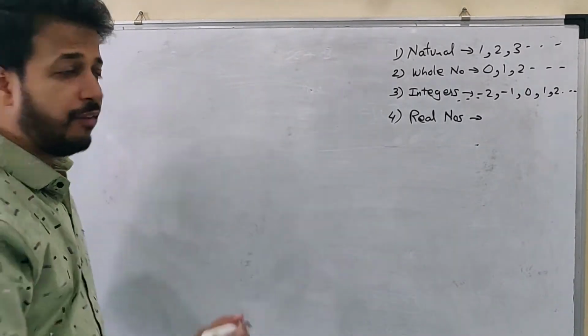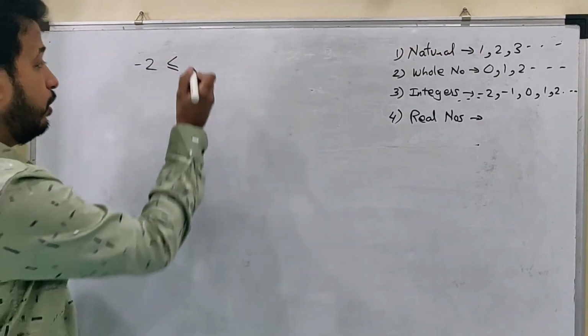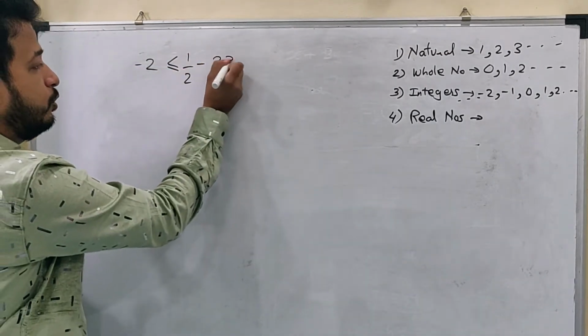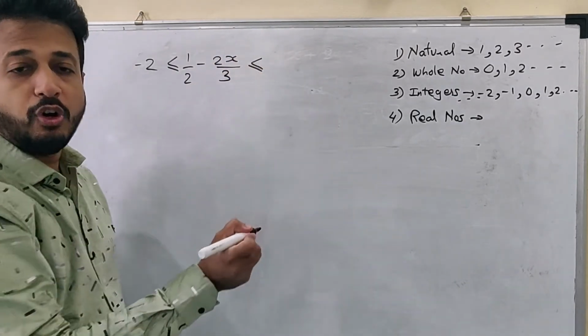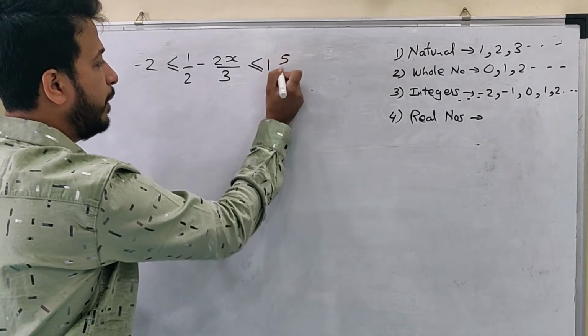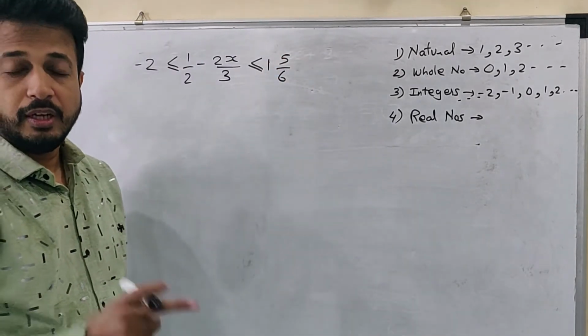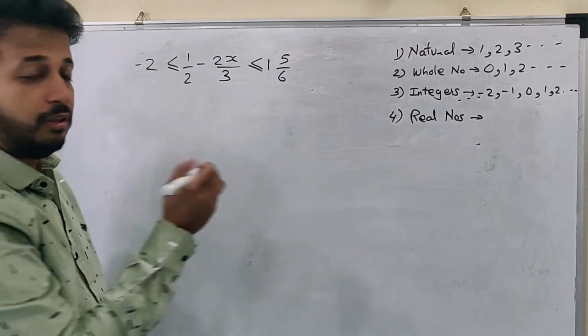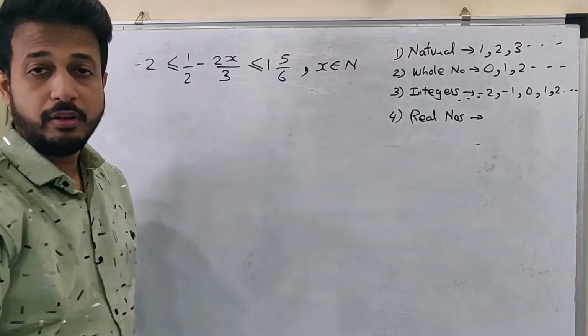Okay, suppose they have given you an inequality like minus 2 less than or equal to 1 by 2 minus 2x divided by 3 less than or equal to 1 5 by 6. Now they have given you this equation. Here they have mentioned x belongs to natural number.